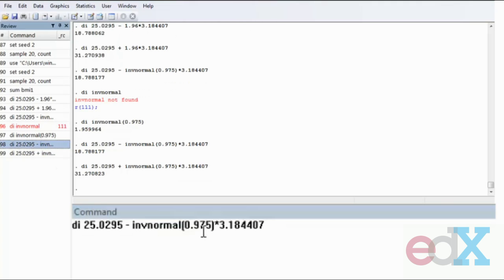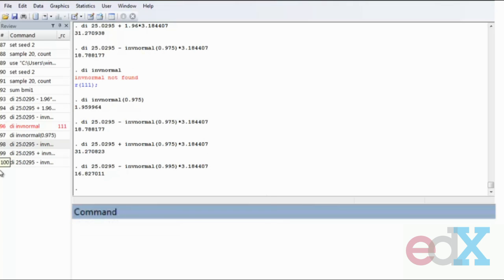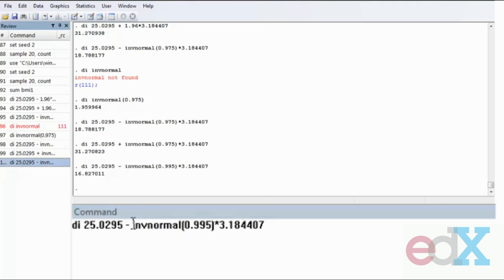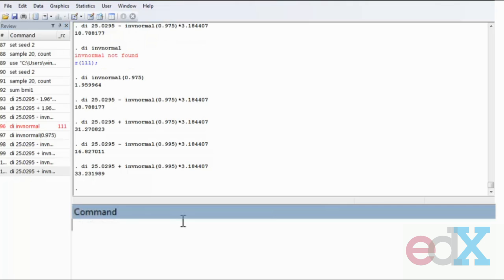And this is somewhat useful because what if I wanted a 99% confidence interval instead? Then I can replace this with inverse normal 0.995, hit enter, change this guy to plus, and then I can obtain a 99% confidence interval. So you can use this inverse normal command to obtain various different types of confidence intervals if you don't want to be just stuck with the 95% confidence interval.